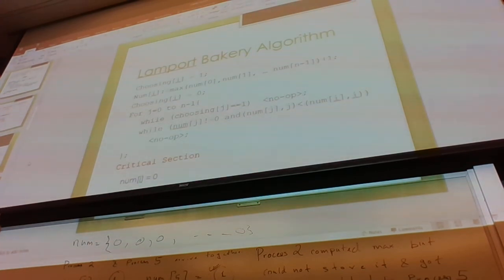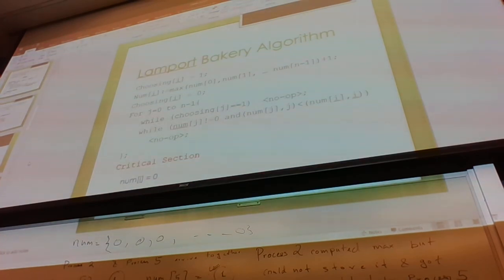So now process number 2 goes into the for loop, checks process 0, num0 is 0, break. Checks process 1, num1 is 0, break. Checks process 2, it is itself, so num2 is not 0, but the second condition is num2 is equal to num2 and j is equal to i, so that is false. So it breaks the while loop. Checks process 3, breaks, num3 is 0. Checks process 4, breaks, num4 is 0. Checks process 5, num5 is not 0, num5 is 1. So it goes to the second condition.